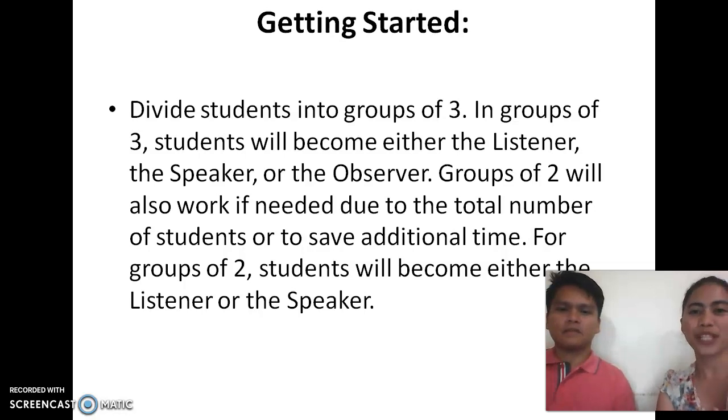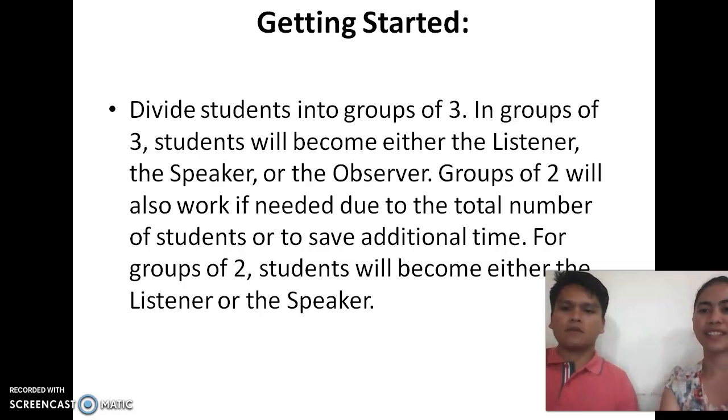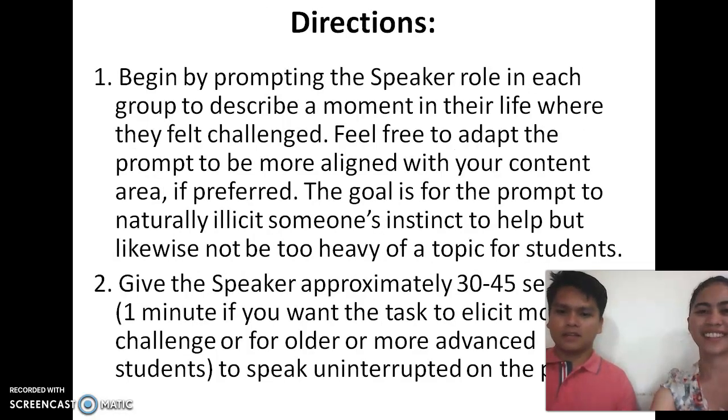We will group you into groups of three. In groups of three, students will become either the listener, the speaker, or the observer. Groups of two will also work if needed, due to the total number of students or to save additional time. For groups of two, students will become either the listener or the speaker. So these are the instructions.